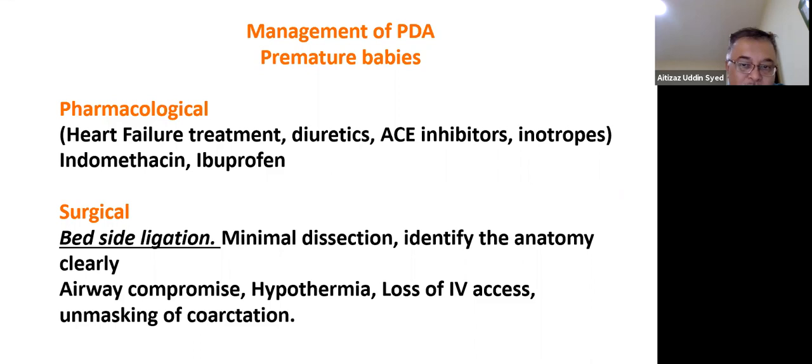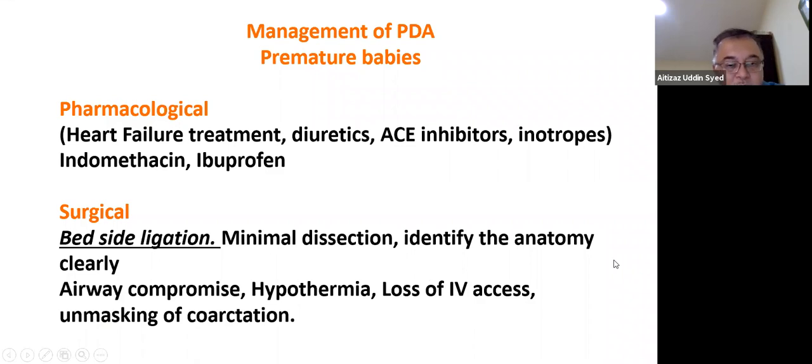Usually, almost always, never had a problem, because everybody was present there. If he gets extubated, then the neonatal ICU team was present there, and they re-intubated them without a problem. So airway compromise, hypothermia, loss of IV access, this all can happen when you are doing a bedside ligation.